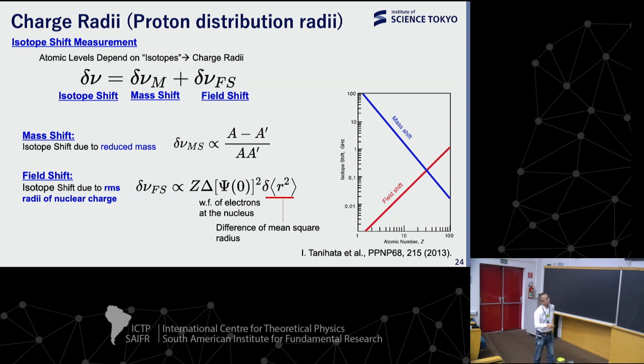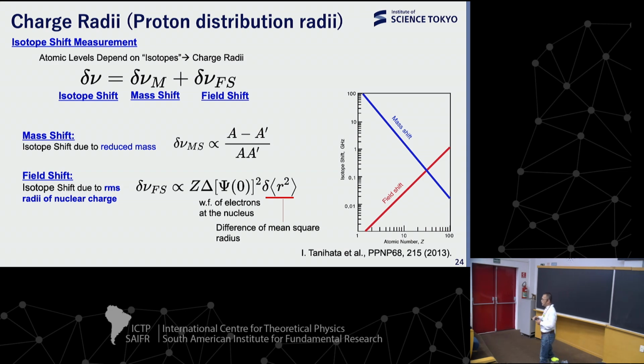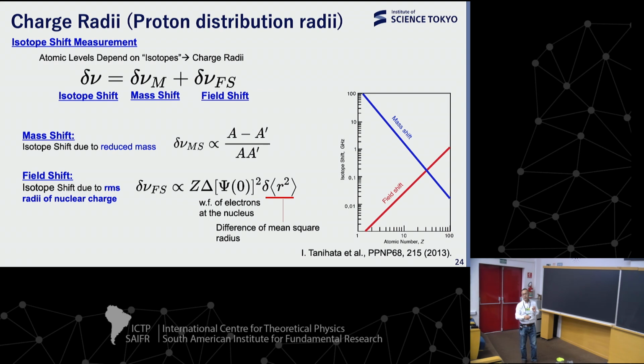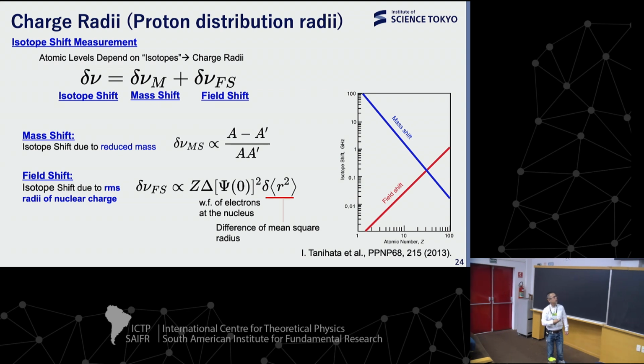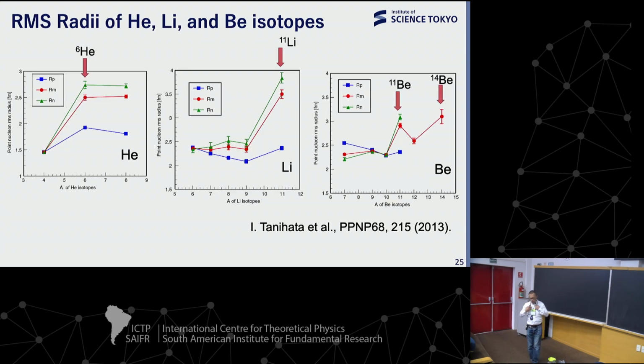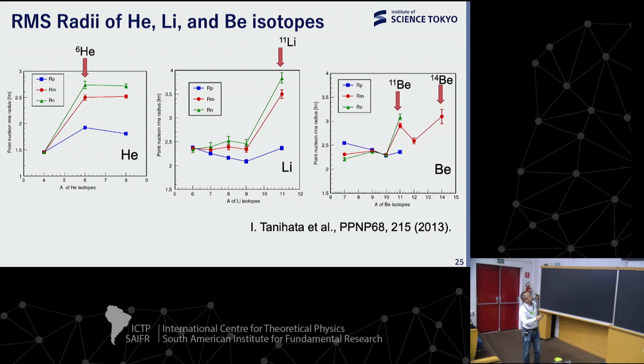Okay, so if you go to especially the light nuclei, actually the mass shift is larger, because this reduced mass is very important for the light systems. But if you go to heavier systems, then the field shift becomes more dominant. Okay. Anyway, using this, the charge radius, or for instance, this is helium isotopes.